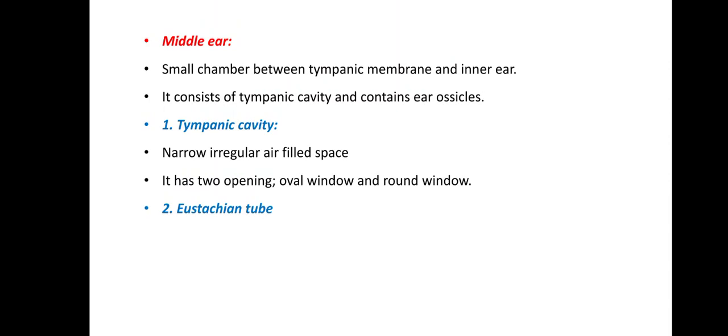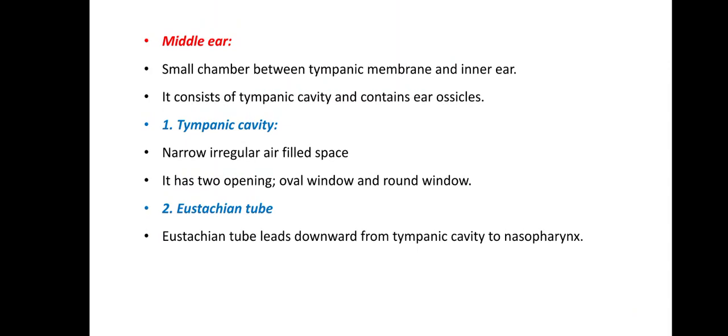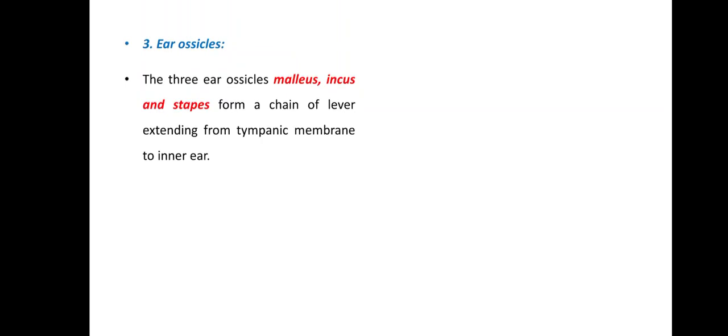Now what is the eustachian tube? The eustachian tube leads downward from the tympanic cavity to the nasopharynx. The main purpose of the eustachian tube is to maintain equal air pressure on both sides of the tympanic membrane by permitting air to pass from the nasal cavity to the middle ear. So the main function of the eustachian tube is to maintain air pressure balance on both sides of the middle ear as well as in the external ear.